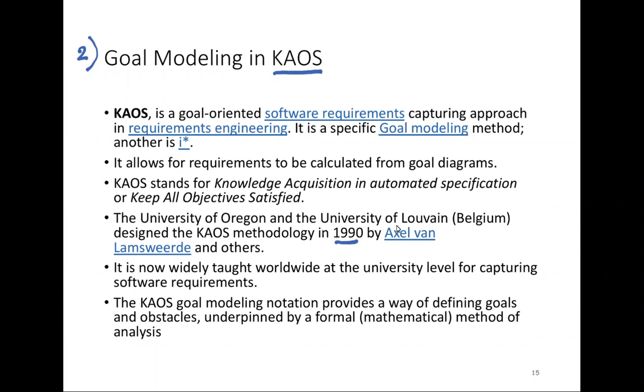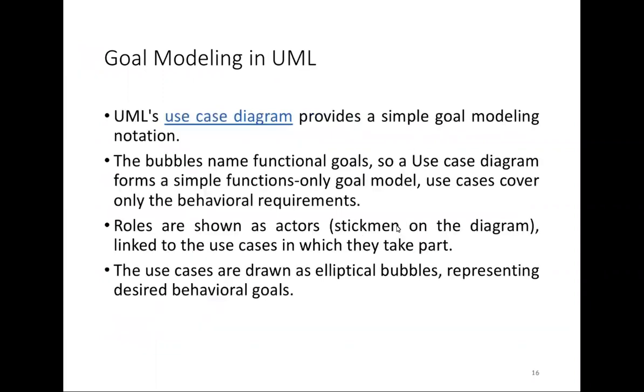So as we talked about the GRL and then another notation which is called KAOS, the third one is what we have learned and seen before, which is the UML. The use case diagrams can actually be used to model goals. It is considered a simple representation of goal modeling, in which the bubbles name the functional goals. The use case diagram forms a simple function-only goal model, and use cases cover only the behavior requirements.